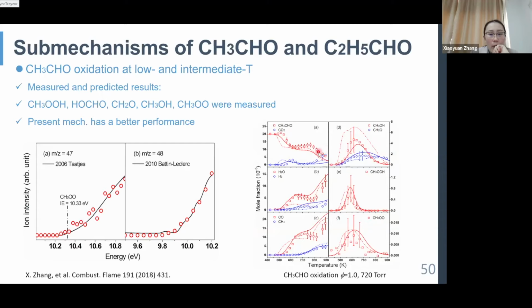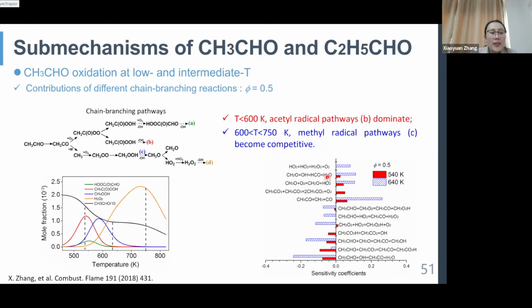Then we quantified our experimental data, as we can see on the right-hand side. The solid line represents the present model predictions. As we can see, the present model can better predict the experimental data. Based on the model, we analyzed the contributions of different chain branching reactions in acetaldehyde oxidation.